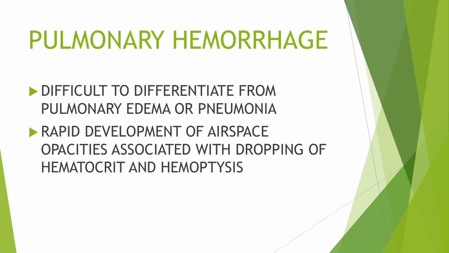The next of the pulmonary vascular diseases will be pulmonary hemorrhage. This is difficult to differentiate from pulmonary edema or pneumonia. Thus, again, I will repeat, your clinical history and your physical examination are very important in order to arrive at the diagnosis. Here in pulmonary hemorrhage, there is rapid development of airspace opacities associated with dropping of hematocrit and with the patient presenting with hemoptysis.